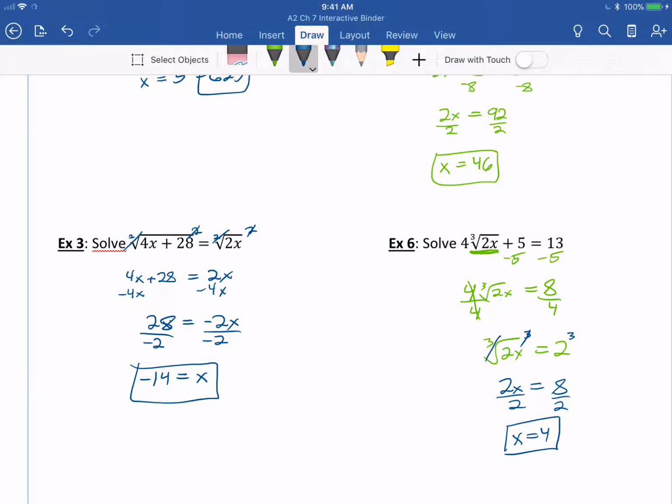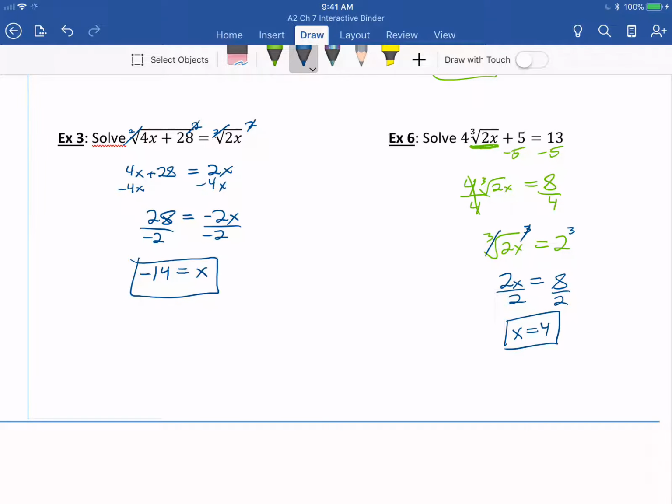So pretty short and sweet section there. If I have a cube root, to get rid of that and isolate x, I have to cube both sides. If I have a 7th root, I have to raise each side to the 7th power. Got to make sure you know how to do that.